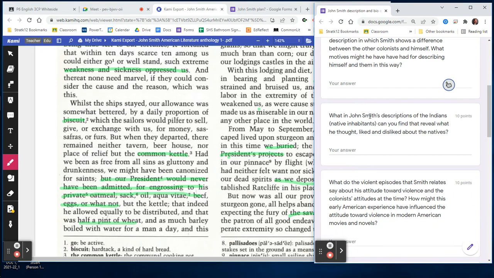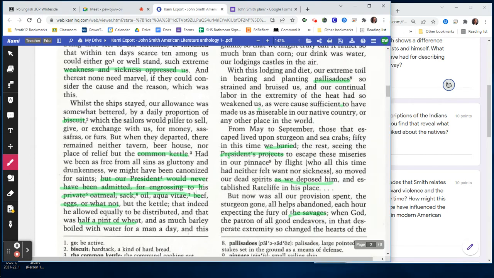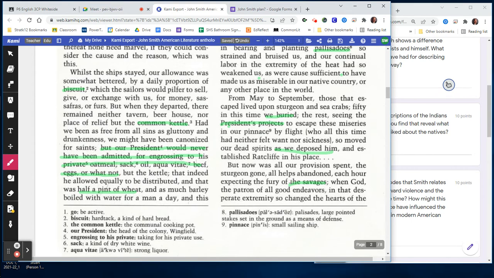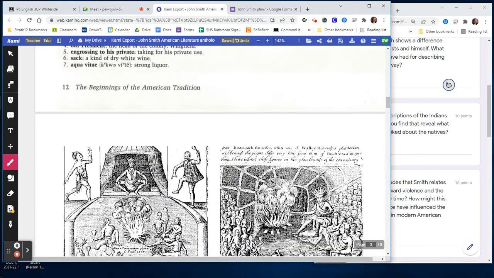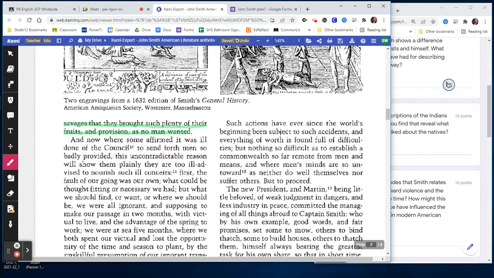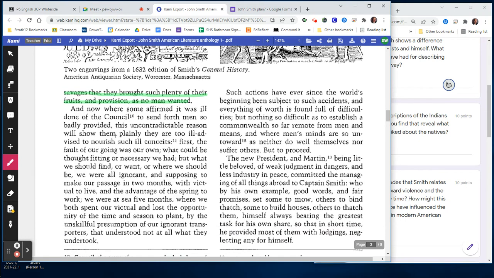The next question is going to ask, what in John Smith's descriptions of the Indians, native inhabitants, can you find that reveal what he thought, liked, and disliked about the natives? Well, we certainly have this use of the word savages. And then we have where he says that they brought him fruit and provisions. So let's see if we can find out more stuff about the natives.